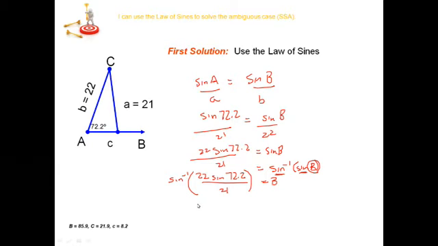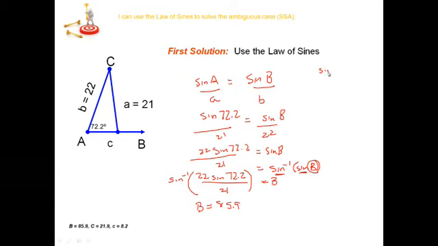So I'm going to end up with B being 85.9. And as you can see, I put the answers down here. You can check them there. So now that we know B, we're just going to go back and solve for C.